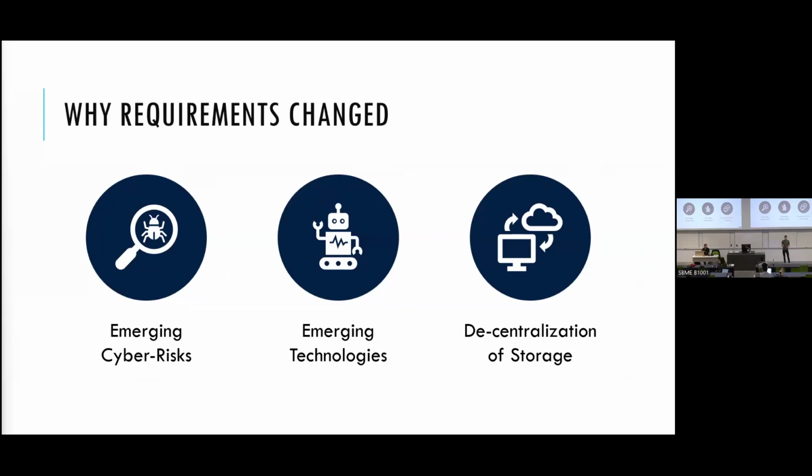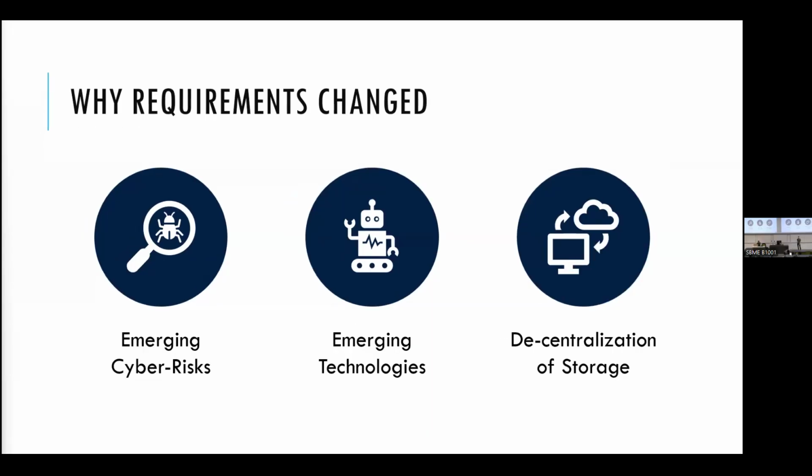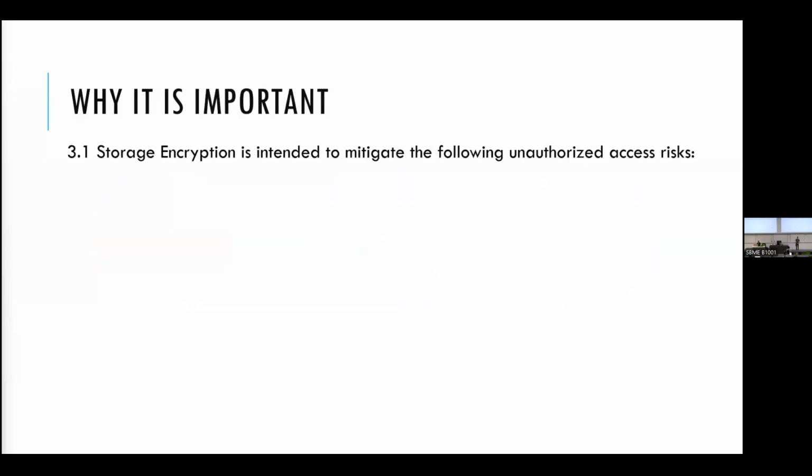And then decentralization of storage. Obviously everything's moving into the cloud now. So we have much less physical storage, say in our lab, and we don't keep that much stuff on a hard drive, we keep stuff in the cloud. That also creates new challenges that UBC needed to address from an encryption perspective.